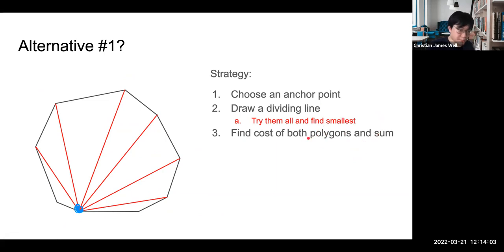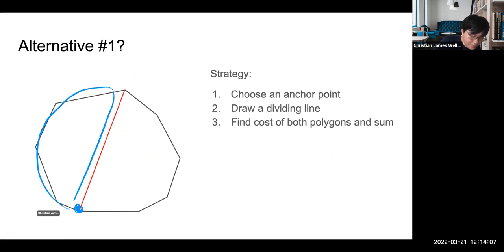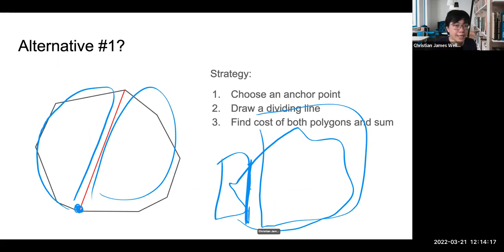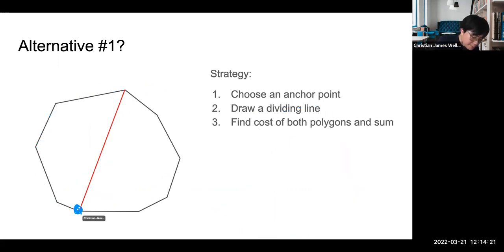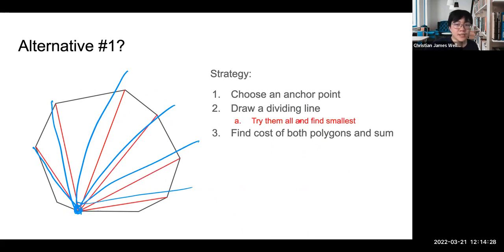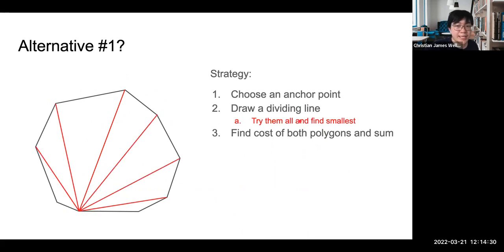So for example, this is one way, right? Maybe another way, sorry, the polygon is bad, is to draw it like this and recurse on both sides and then add them up. So try, starting from this anchor point, all the dividing lines, and then recurse and add them up. The question is whether this is a correct approach or not.